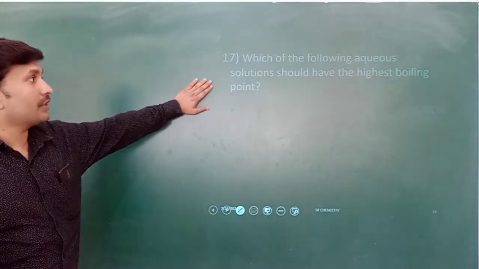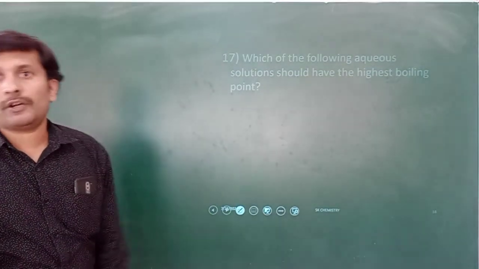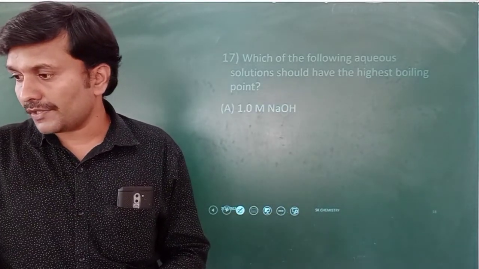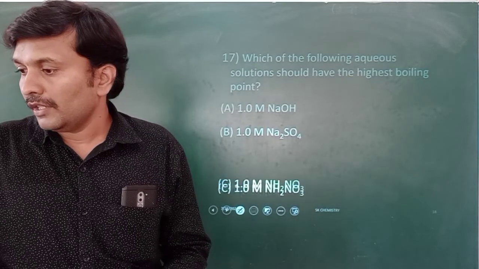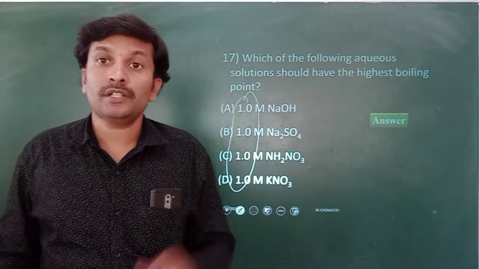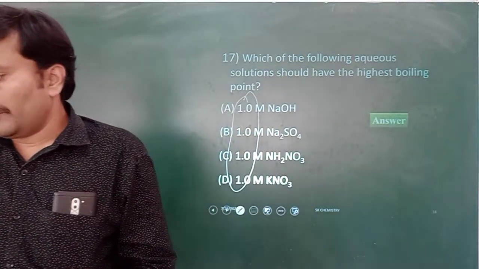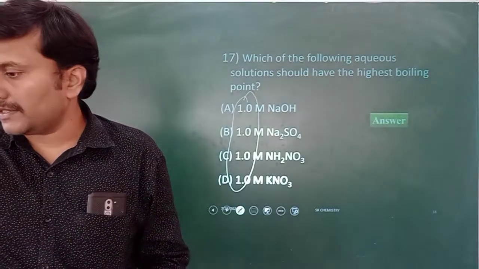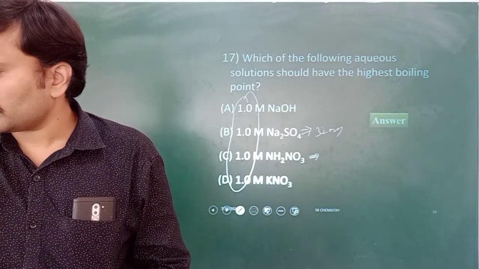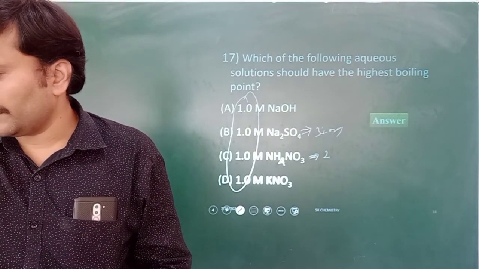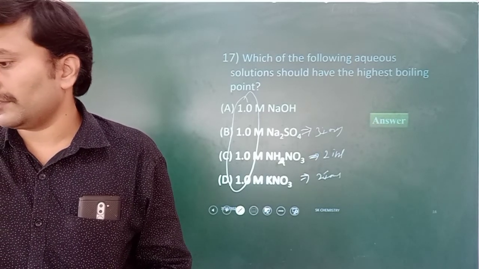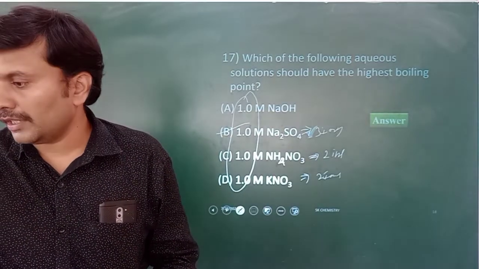Next. Which of the following aqueous solutions should have the highest boiling point? Highest boiling point means one is Van't Hoff factor, the highest i value it should have. Let us see the options, children. 1 molar NaOH, 1 molar sodium sulfate. So we are all very lucky because they all give the same concentration. Just focus on ions. Which one is having more ions? This is giving you more ions, 3 ions. This will give you 2 ions. Which one is giving you more ions? You just remember. So it is B option. So the answer is B.